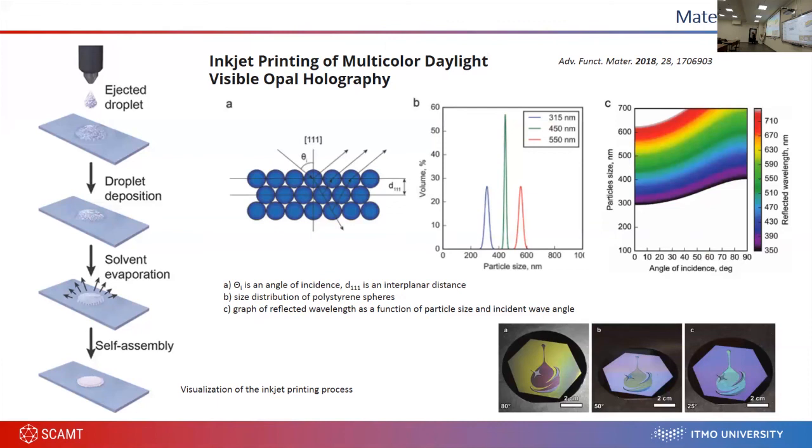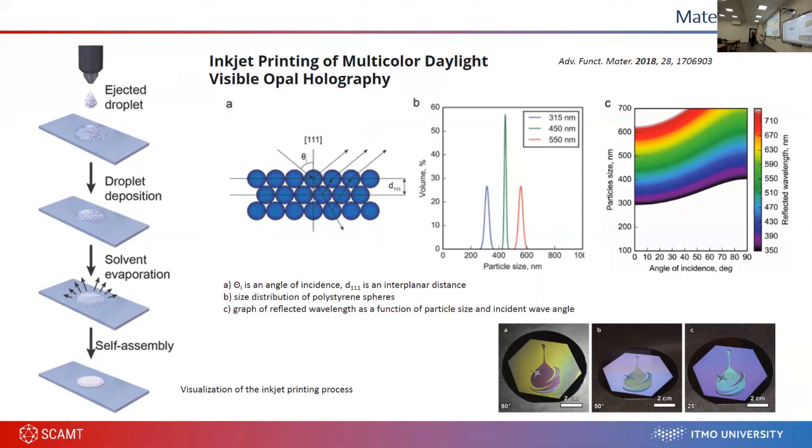So here our group printed a colorful picture using several solutions. Here it was made with three solutions with opal spheres of different diameters, and so they give different colors. And here is the picture that they printed and showed at different angles.